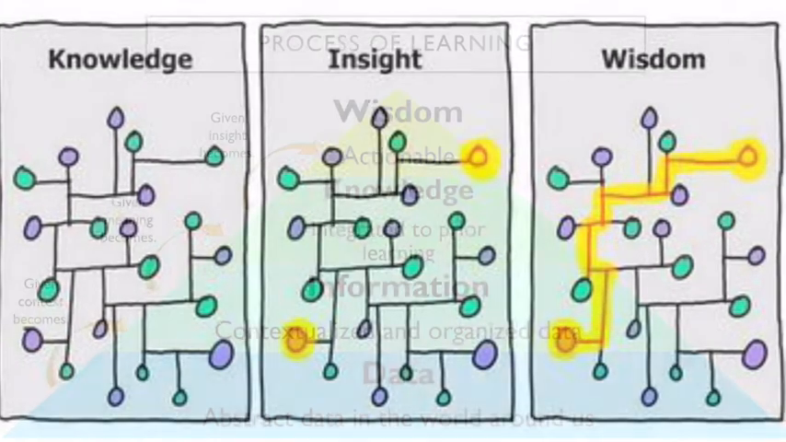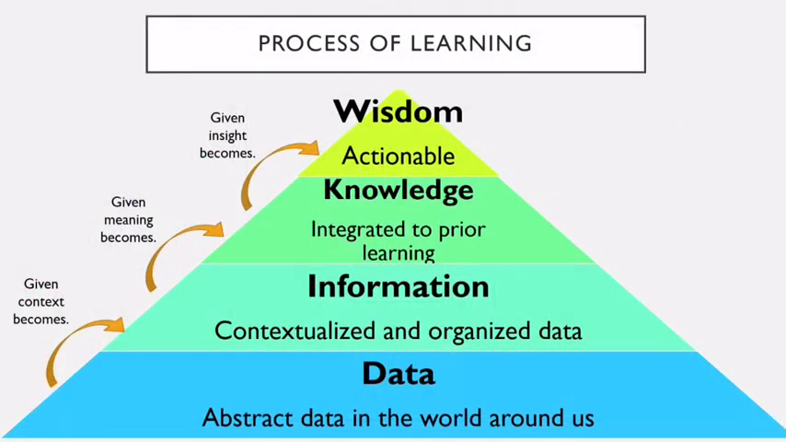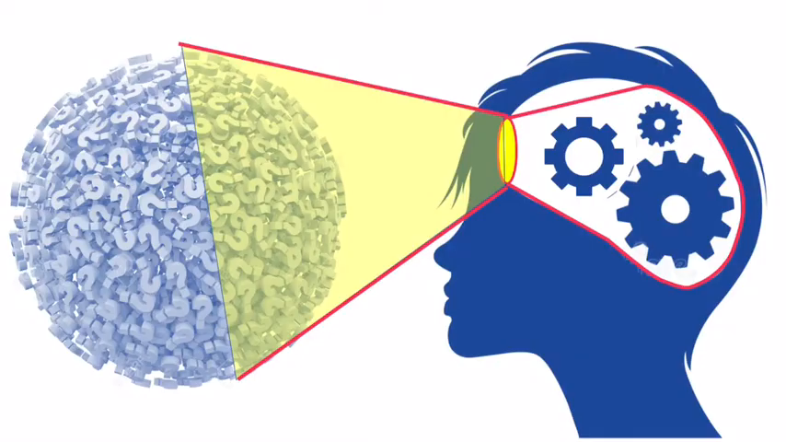So how does that work? Well, the data would be red, and then the information would be the traffic light is showing red. Then the knowledge would be, I'm driving towards the traffic light and it's showing red. And the wisdom would be, oh my goodness, I'm driving towards the traffic light, it's showing red, I better stop the car. And that's the process of learning.